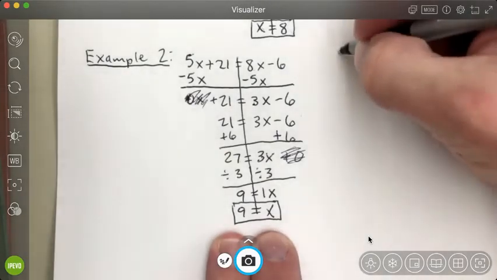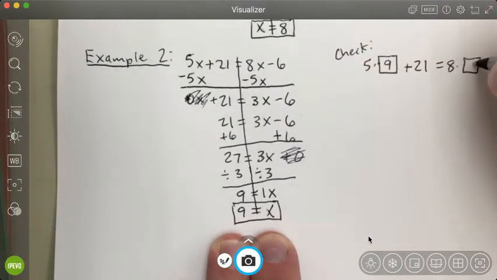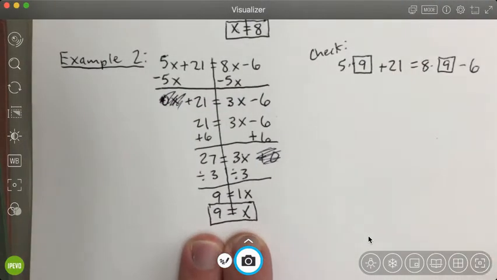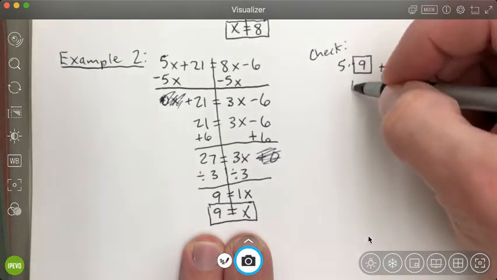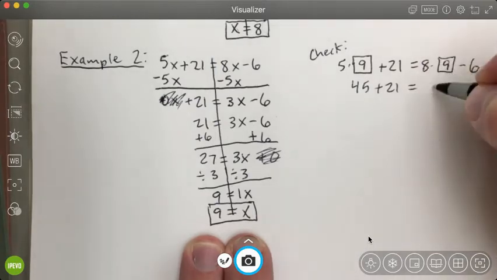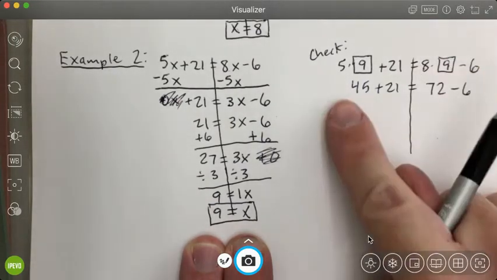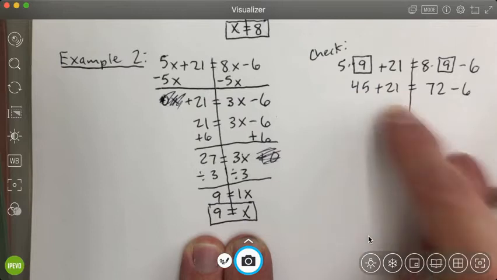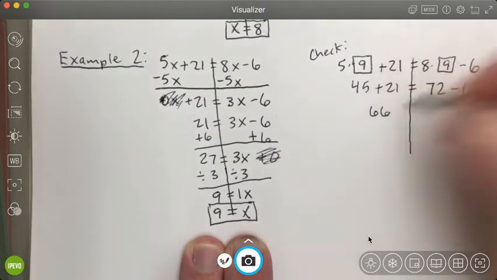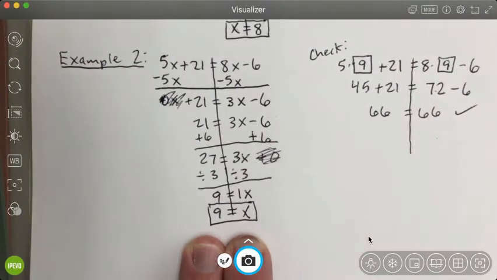All right, so now I think this is true. Let's go ahead and throw in a 9 and see if it actually checks out. 5 times 9 would be 45 plus 21. 8 times 9 would be 72 minus 6. Remember, I can't simplify across, so I'm going to say 45 plus 21 is going to be 66. 72 minus 6 is also 66. We get two things that are equal, so once again, we're good to go.